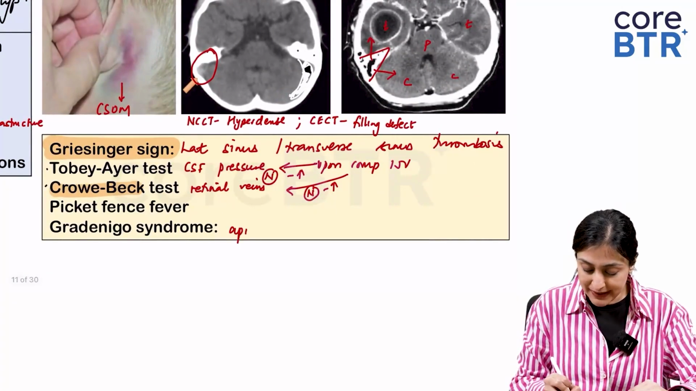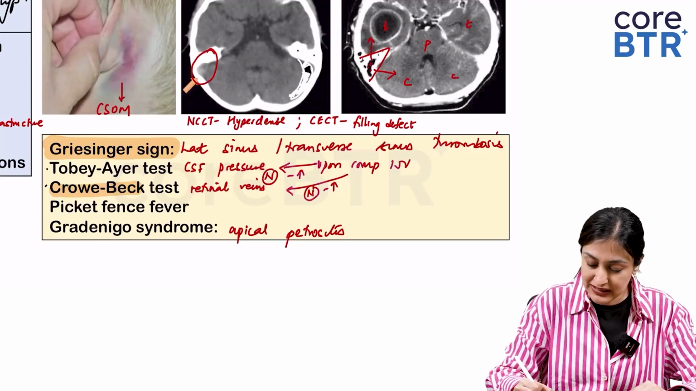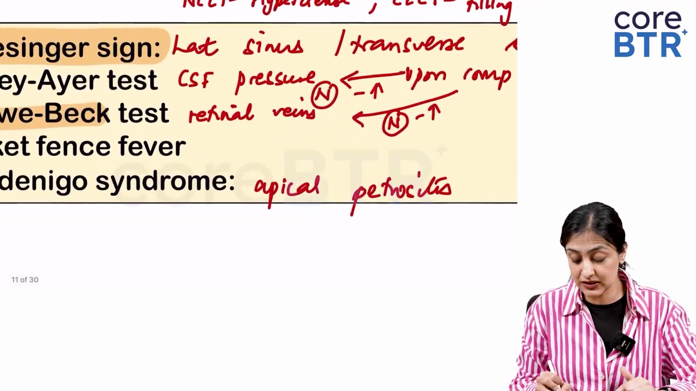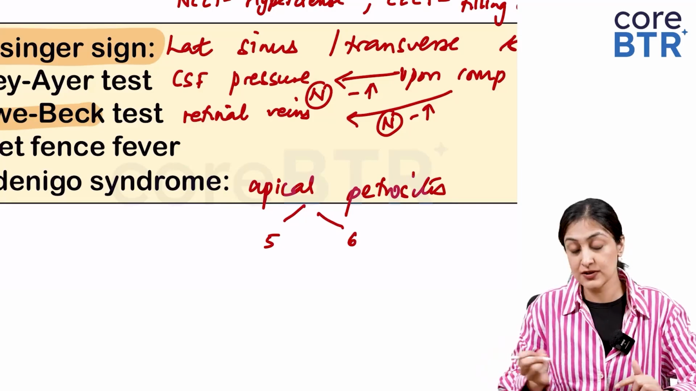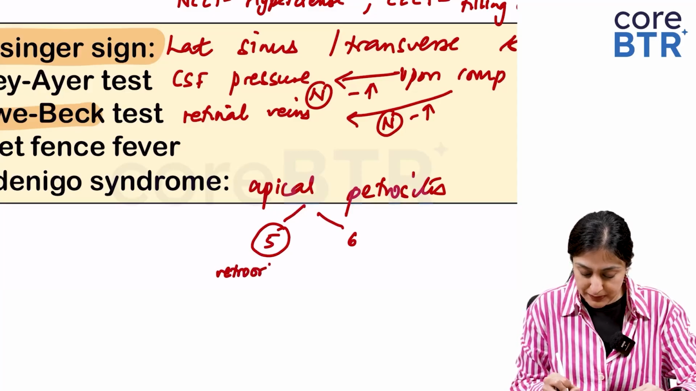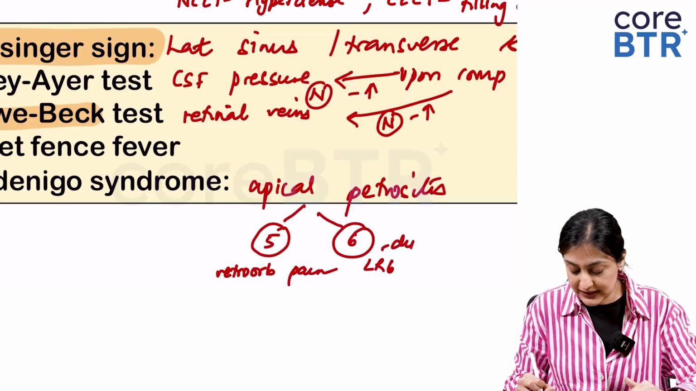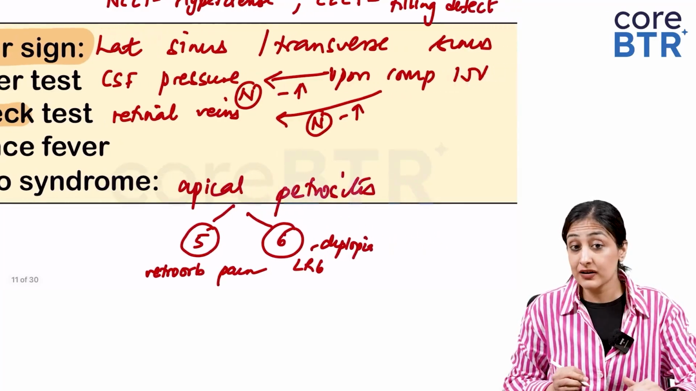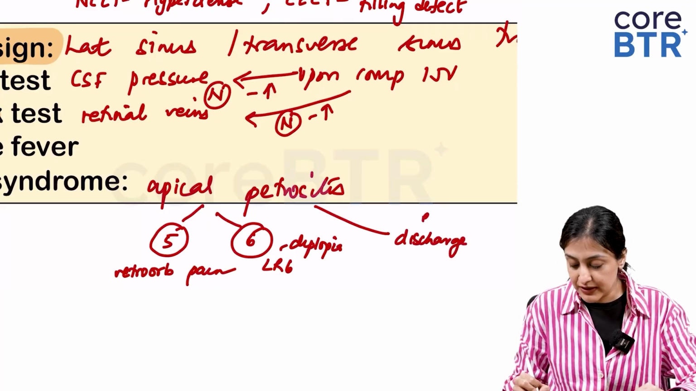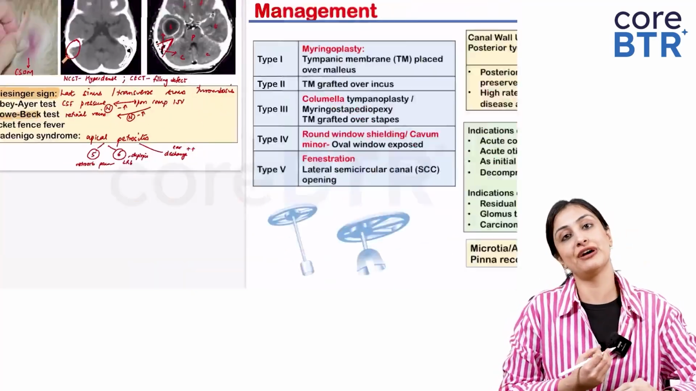Gradenigo syndrome is an apical petrositis. Again, you have an inflammation in the mastoid, it can reach the petrous apex. This petrous apex is important because this is where two cranial nerves go, the fifth and sixth. So that's the triad that we will learn. With the fifth, I will have retroorbital pain. The sixth cranial nerve, LR6, will result in diplopia. So we have diplopia, retroorbital pain, and persistent ear discharge, right? That's the primary pathology. So just remember, at the petrous apex, I have 5 and 6.